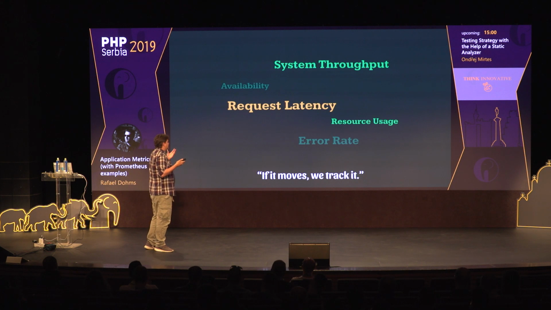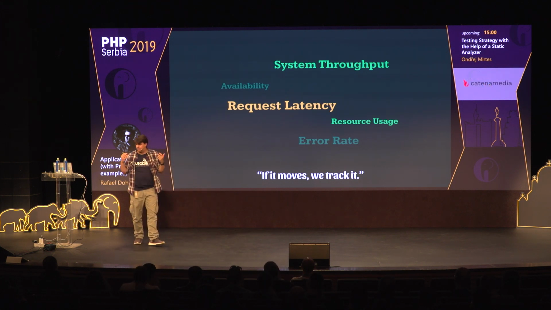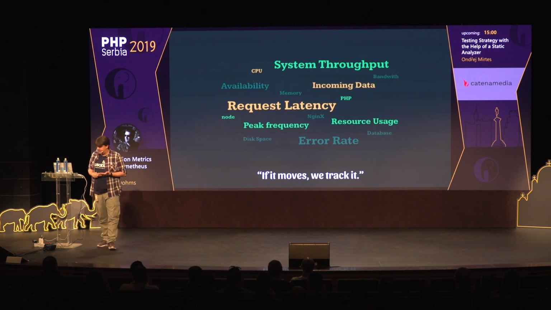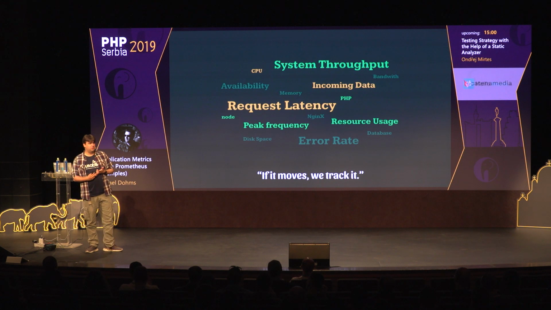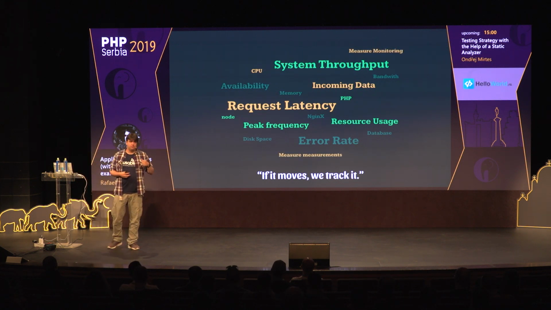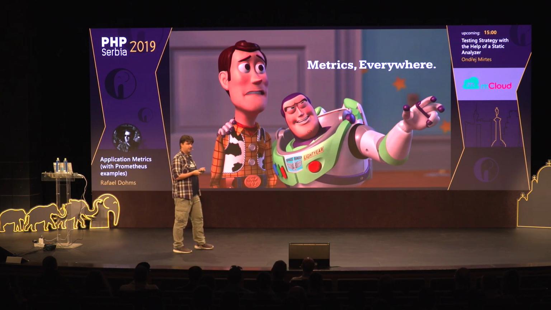So there's a lot of stuff you can measure on a server. You can measure system throughput, availability, request latency, error rate, resource usage. But you can also measure the incoming data, the CPU, how is PHP doing, how is Nginx doing. If it's not enough, you can go meta, and then you can measure your metrics to make sure your metrics are metricing correctly. That's a lot of data. That is a lot of metrics, right?